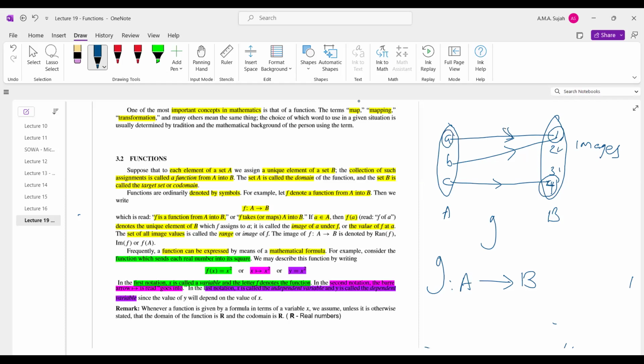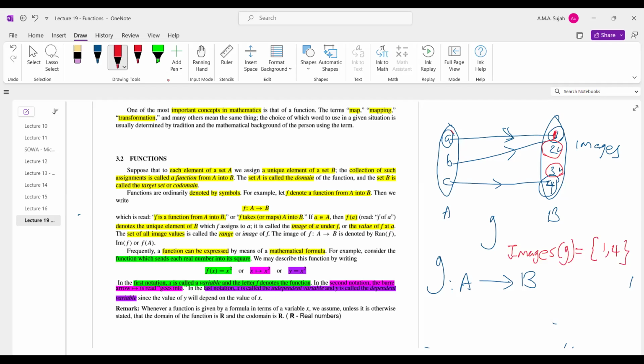So 2 and 3 are not assigned with any domain elements. They are not assigned with domain elements, so we cannot say they are images, right? All the elements which have been assigned with a domain element, for example this one is assigned with the domain element A. So the codomain element 1 has a relation with the domain element A, and this is called an image. If I ask you the images of the function g, you need to write 1 and 4, right? So 1 and 4 are the images of the function.